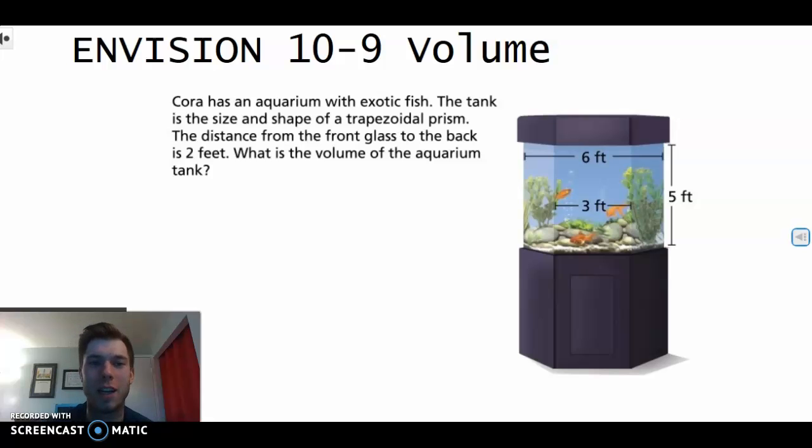Today we're going to be looking at Envision 10.9, which deals with volume. We're going to look at a couple of examples with volume of rectangular prisms, but we're going to go a little bit farther, with some higher level of application with volume. I know you all know that volume typically is length multiplied by width multiplied by height. We're going to use that, but with a little bit of a variation. So let's go ahead and begin with our first word problem.